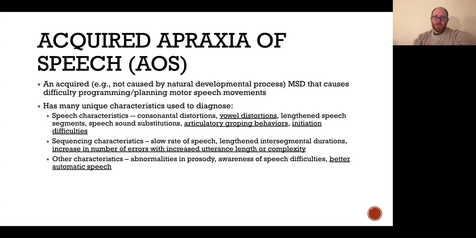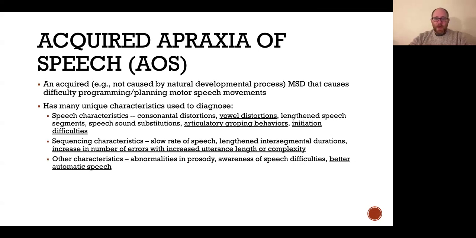Sequencing wise, like we said, sequencing is a big hallmark of apraxia. They can have a slow rate of speech and lengthened intersegmental durations. They also have an increase in the number of errors as their utterance length or the complexity of what they're saying increases, which is very highly associated with apraxia. So the longer or more complex the utterance, the more errors are likely to be there, relative to short words or short phrases, for instance. That is a hallmark of apraxia. Someone with a dysarthria would probably have difficulty no matter what level you're working on, whereas the errors are going to exponentially increase as complexity goes up if you're working with someone who has an apraxia of speech.